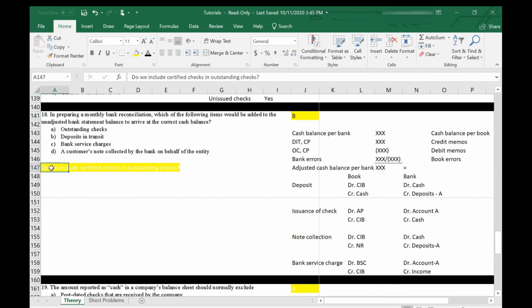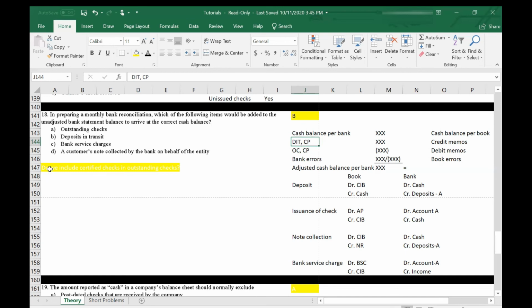When you go to higher accounting subjects, usually for the DIT and outstanding check, it's just the current period. But when you go to 114, it will now be 2 periods. But for now, it will be sufficient to know that deposits in transit during the current period will be added to your cash balance per bank, while outstanding checks will be deducted from cash balance per bank.